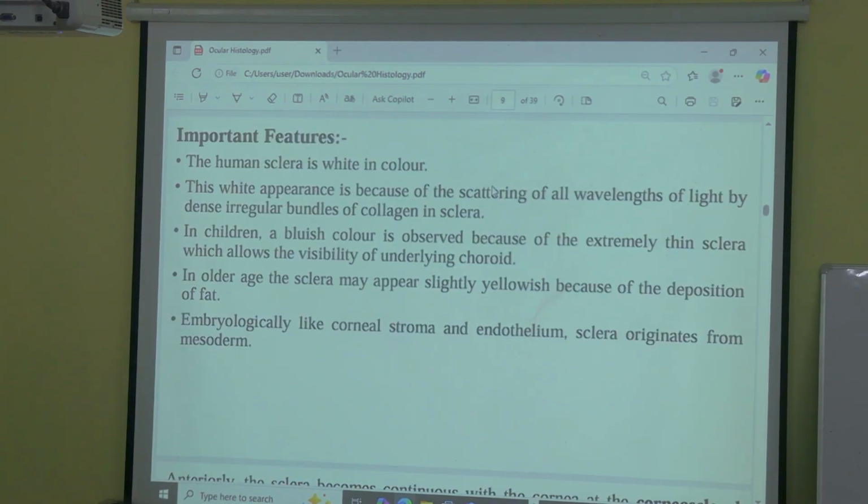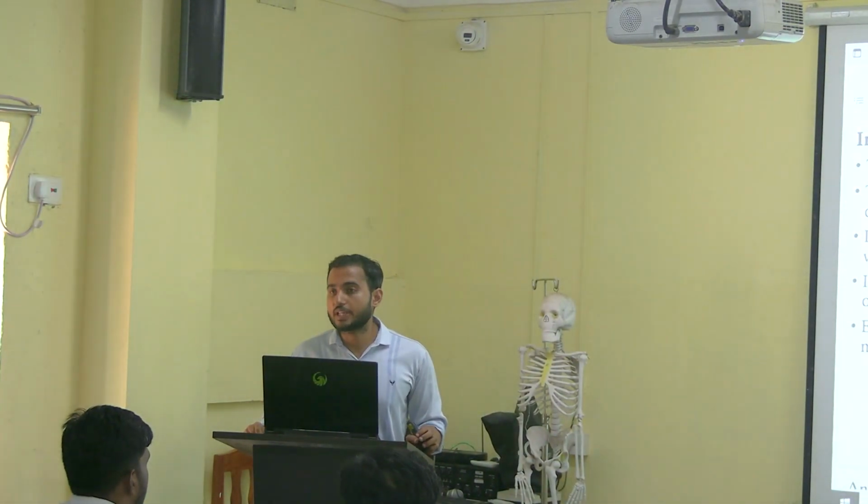Next, there are some important features. Okay, first of all, the sclera is white in color. Now the question is, sclera and cornea, both are part of the fibrous membrane. Okay, three layers are there. The fibrous layer is one of them, and sclera and cornea are the parts of the fibrous layer. Then why is sclera not transparent in nature but cornea is transparent in nature? Because of the structure, because of the arrangement of the bundles of the collagen fibers.